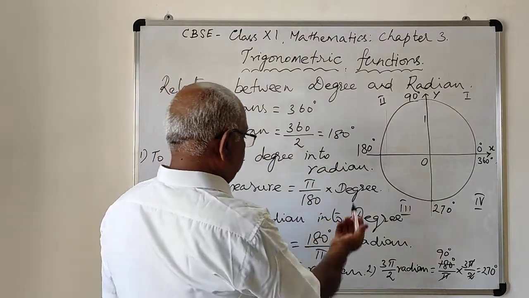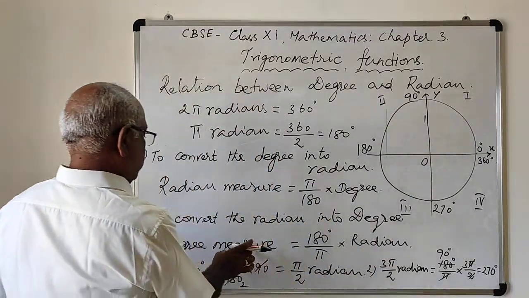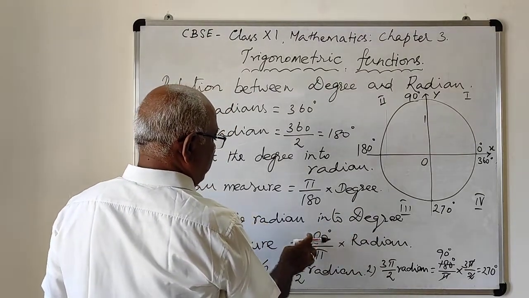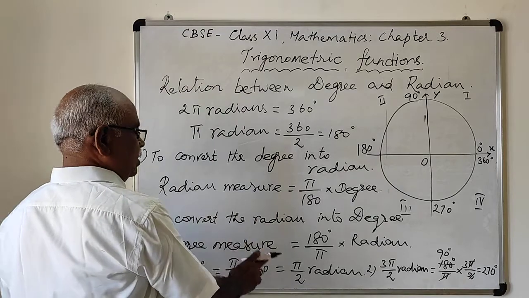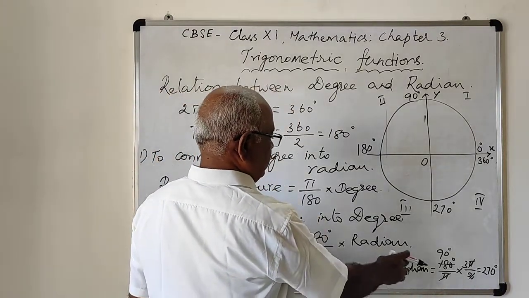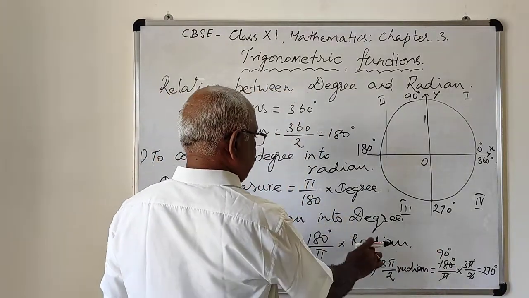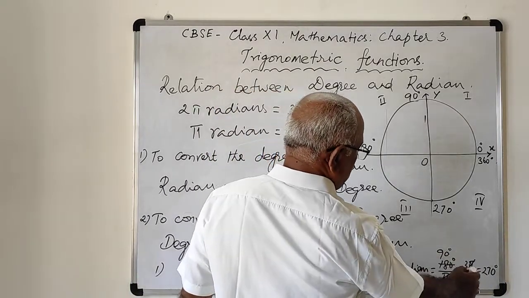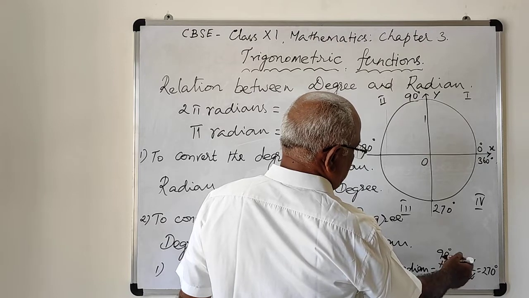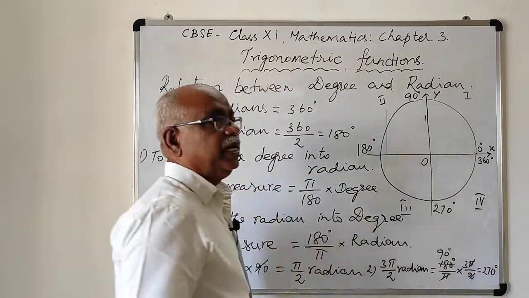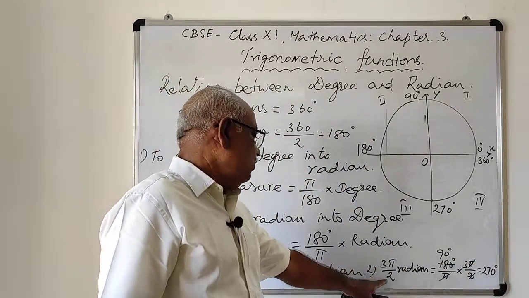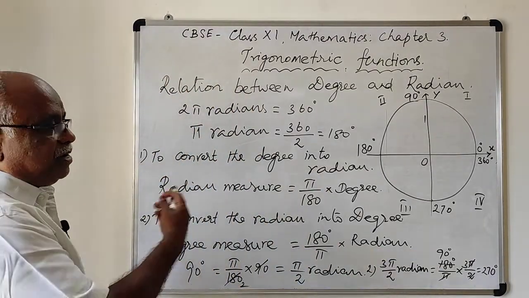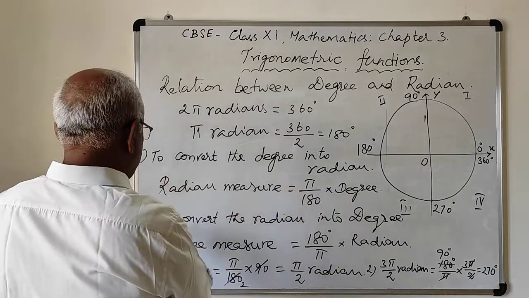Similarly, 3 pi by 2 radians into degree. Second one, radian measure to degree. You have to multiply the radian value by 180 degree by pi. Degree measure equal to 180 by pi into the radian value. 3 pi by 2. Pi cancels, 2 nines are 180, therefore 90 into 3, 270 degrees is the value of 3 pi by 2 radians. Like that, degrees and radians are to be determined using these two relations.